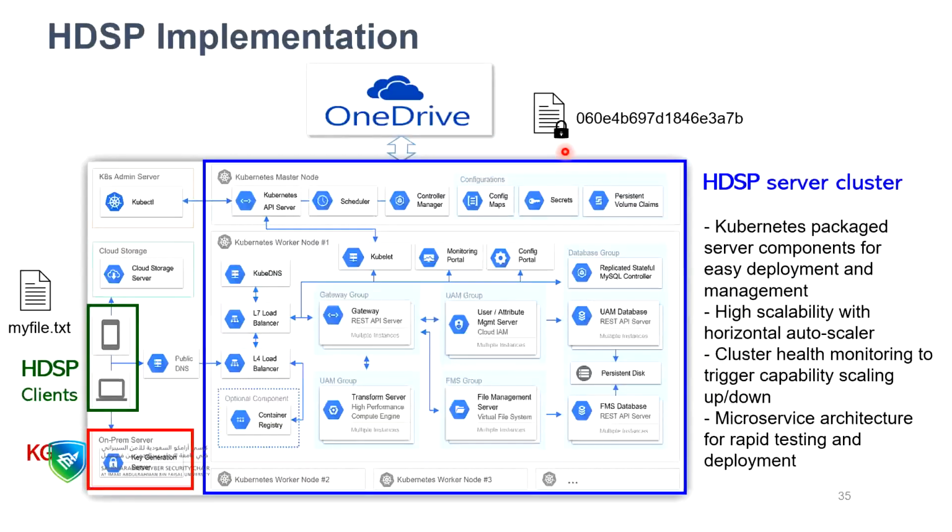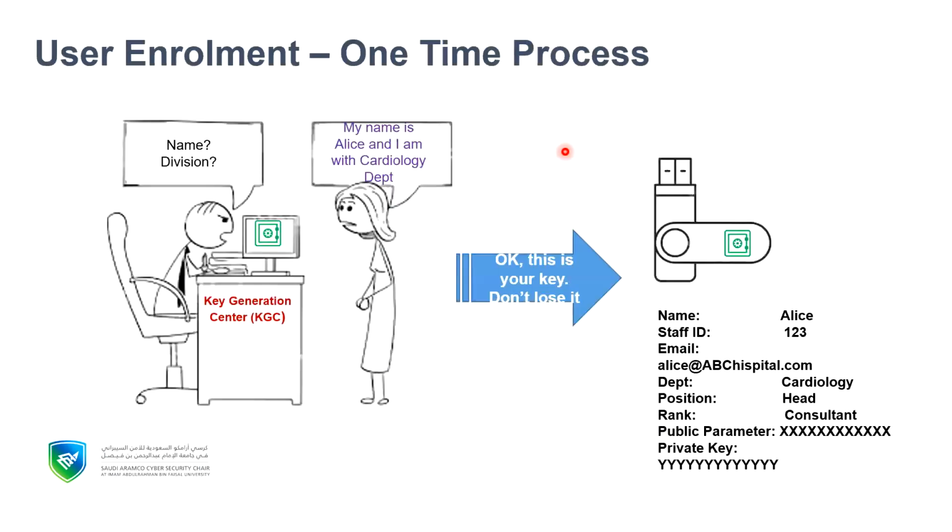This is the implementation we have. It looks quite complicated. Actually, it's not. Finally, I will spend another, let's say, 5 minutes to talk about how the system works. The first step is when the user joins the system. For example, this user will have a set of attributes: name, staff ID, email, department, position, rank, etc. All those are her attributes.